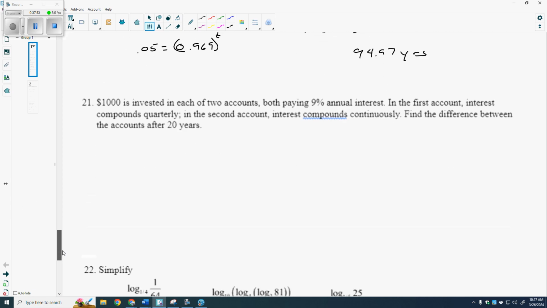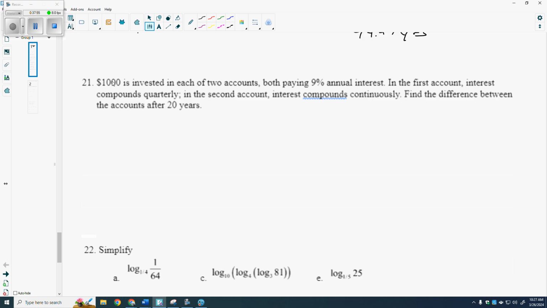All right, 21. $1,000 invested, 2 accounts, both paying 9% interest. One is compounded quarterly, one compounds continuously. So those 2, quarterly. Principal, $1,000. 1 plus interest rate, 0.09, number of times compounded, quarterly, 4 times, and a t. Find the difference between the accounts after 20 years. So I grab a calculator and I type in 20 for t.